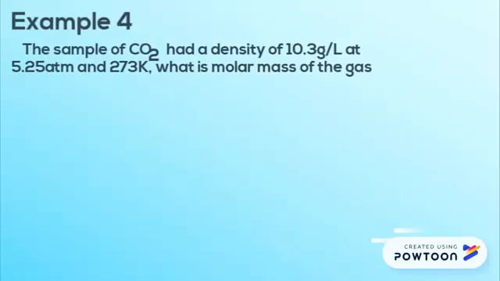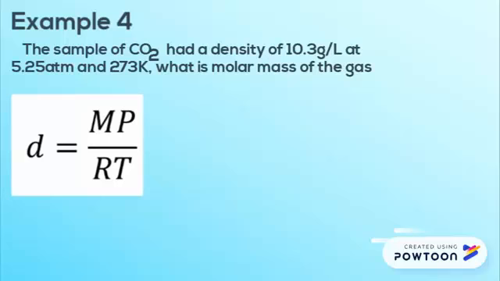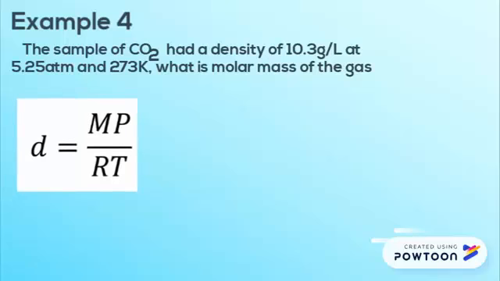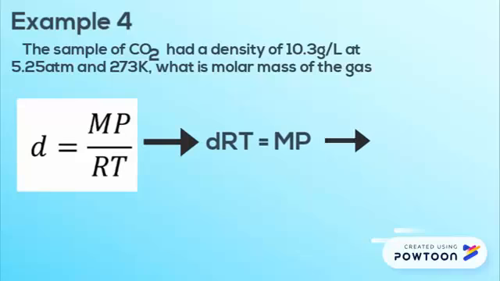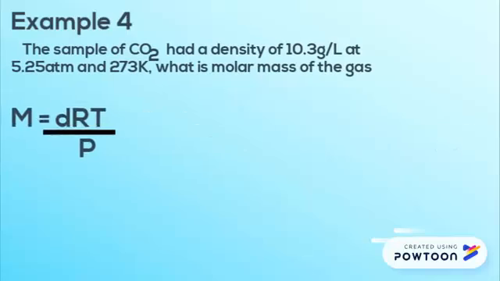Let's try example number 4. A sample of CO2 has a density of 10.3 grams per liter at 5.25 ATMs and 273 Kelvin. What is the molar mass of the gas? First step is we want to rearrange our equation to solve for M. First, we're going to multiply by RT and then divide by P.